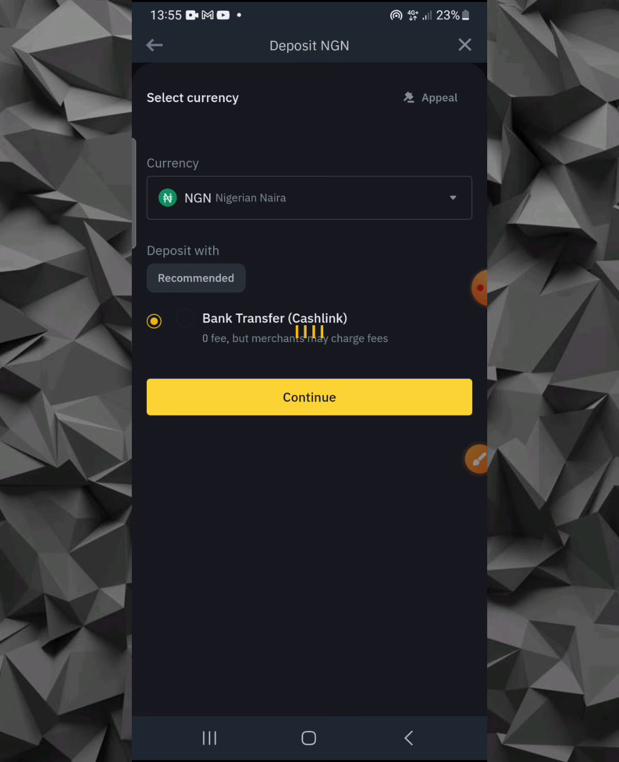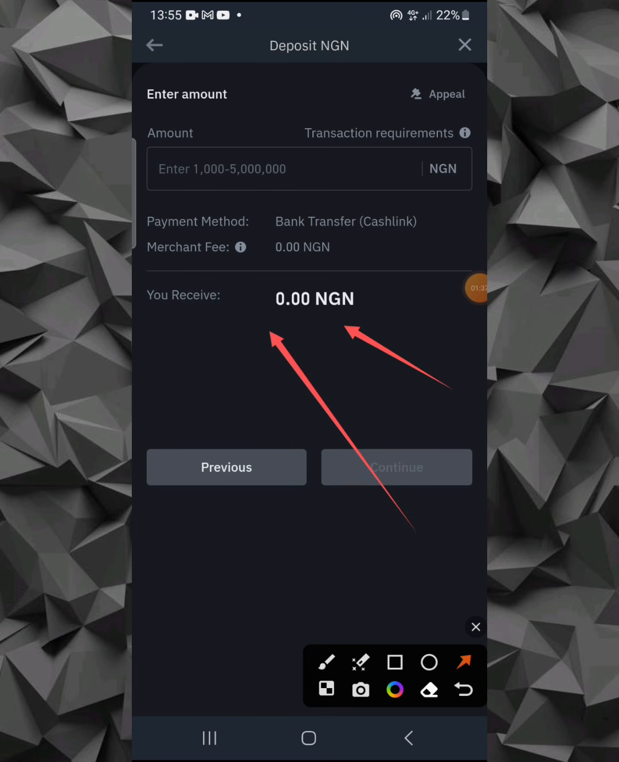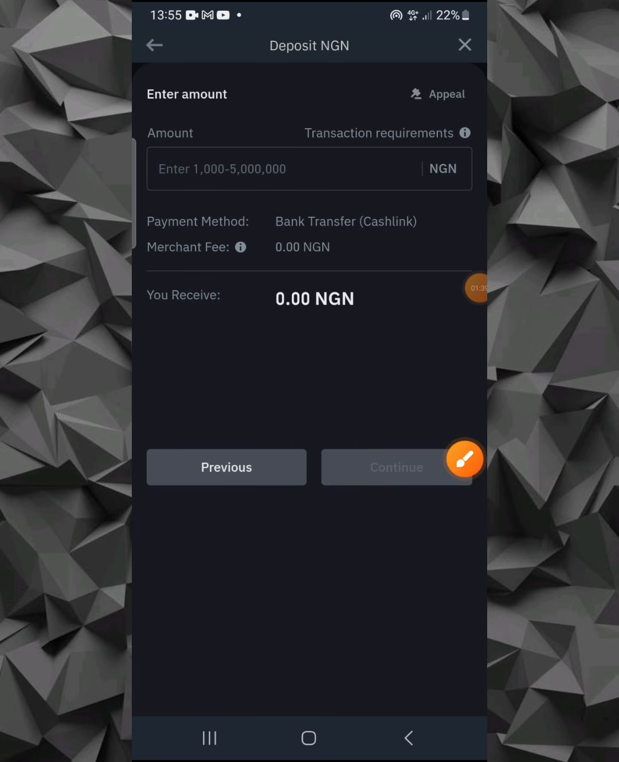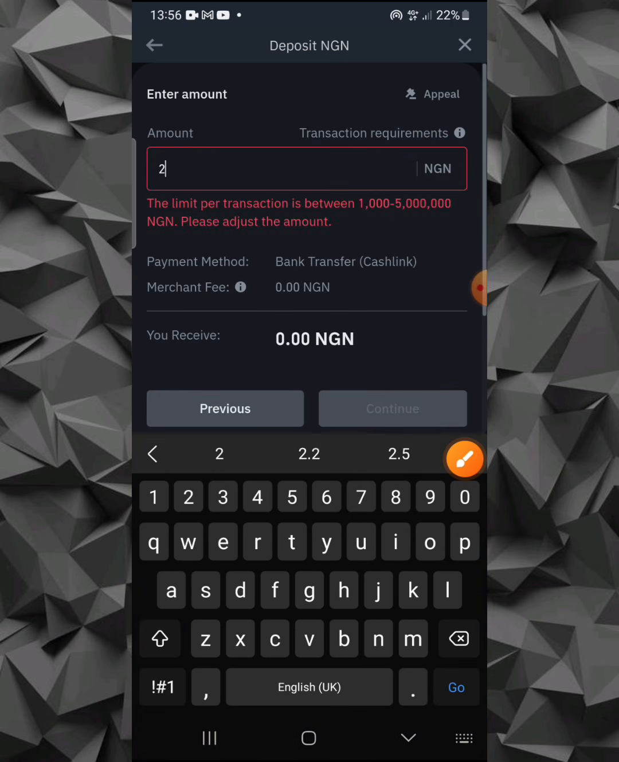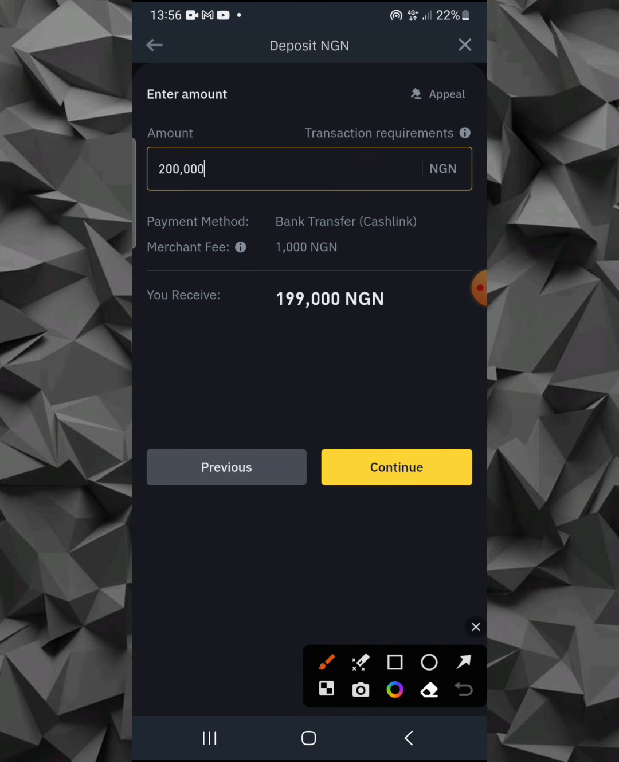Now the next thing you just have to do is deposit NGN, and we're going to be paying with bank transfer. So you can see the method of payment right here is Cashlink. Okay, I've already clicked on deposit. So if I fix 200,000 naira right here, guys, let's see how much we're going to be getting in our NGN balance. As you can see, we'll be getting 199,000 into our NGN balance, and they're going to be charging us 1,000 naira in fees.